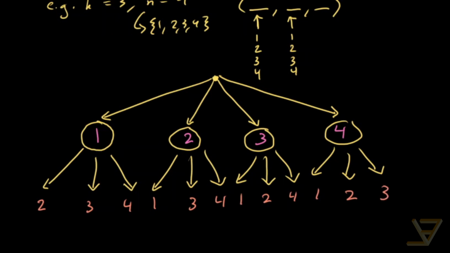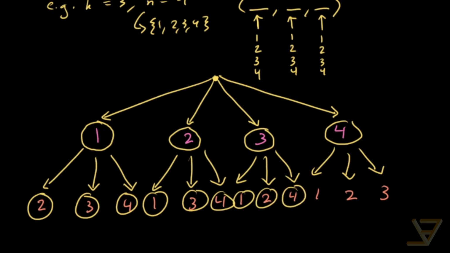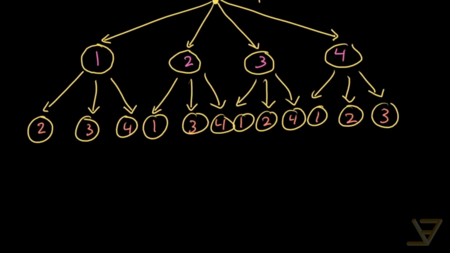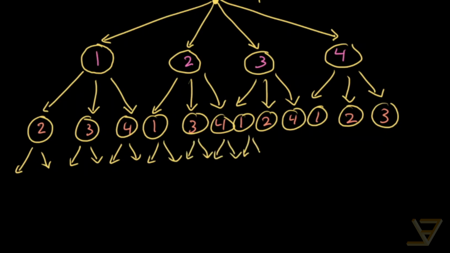And again, in the third element, we can have 1, 2, 3, and 4, but we've already used up 2 of them. So after we use up 2 of them, we have only 2 possibilities left that we can map to. So let's do that. We're running out of space now, even though the original arrows were quite wide. So let's see what these turn out to be.